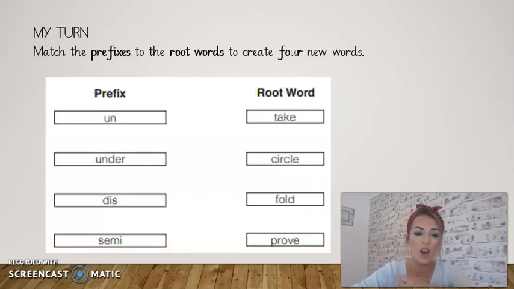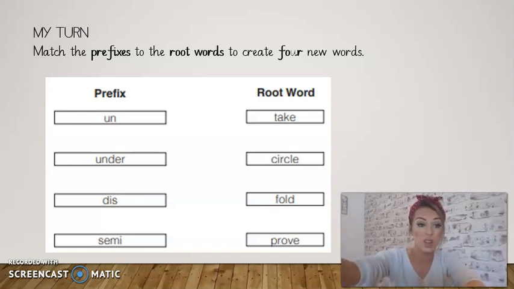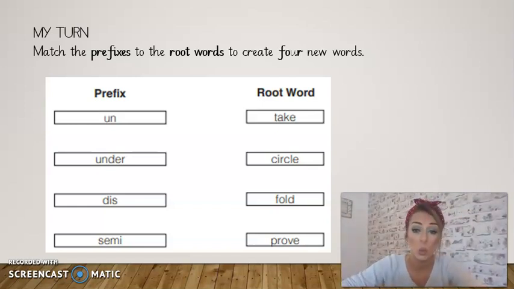So this is my turn. I'm going to show you how to complete this question. So it says match the prefixes to the root words to create 4 new words. Now I know that if you're doing this lesson from home, you won't be able to print it out. Normally we draw lines with a ruler, don't we? But I'm not going to ask you to do that today because I know that lots of you at home won't have rulers to do that. So I'm just going to ask you to write the words out.